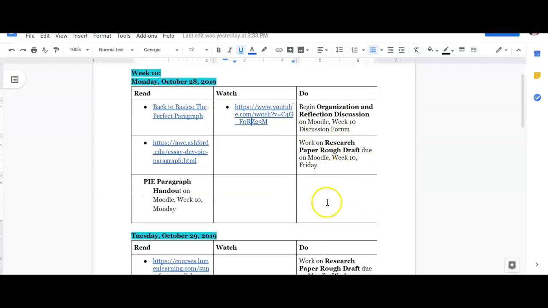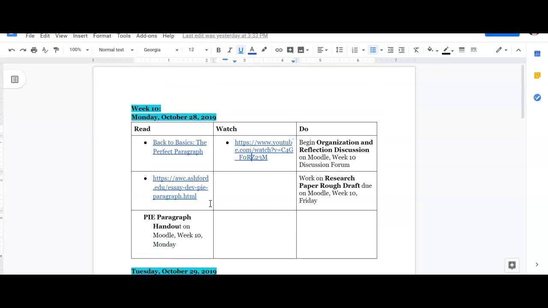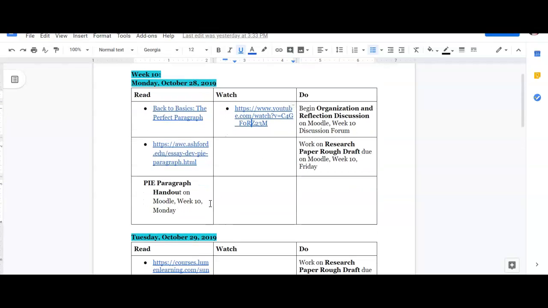Also, we're working on our research paper rough draft, which will be due Friday. Tuesday, we'll continue moving from outlining to drafting. And I will also be working on giving you some feedback on your outline throughout the week. I will try to get to everyone's outlines by Wednesday, but I have a lot of grading right now.